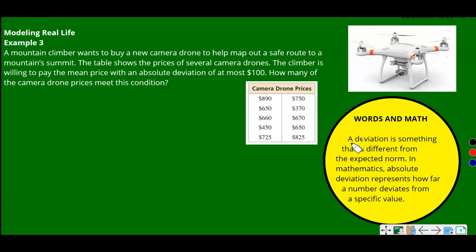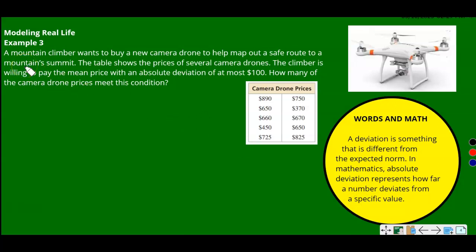So words and math. A deviation is something that is different from the expected norm. In mathematics, absolute deviation represents how far a number deviates from a specific value. Remember, this is one of the definitions for this section, and this just explains it a little bit more. So let's see what they're asking us to do.